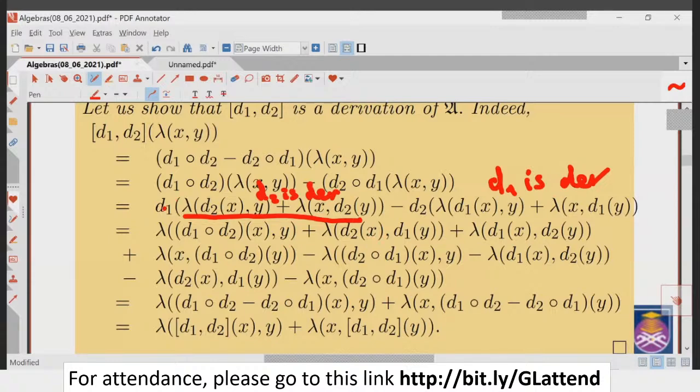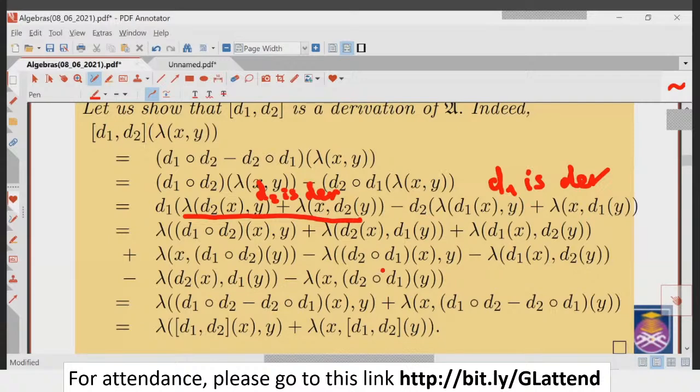Once you apply D1, D1 also is a derivation. So each time you apply D1 to D2, you get λ times this, then this times the D1 of this, which is split into this. D1 applied to this, you have two terms. Then D1 applied to this, you have another two terms. Minus D2 applied to this, you have two terms. And D2 applied to this, you have another two terms.